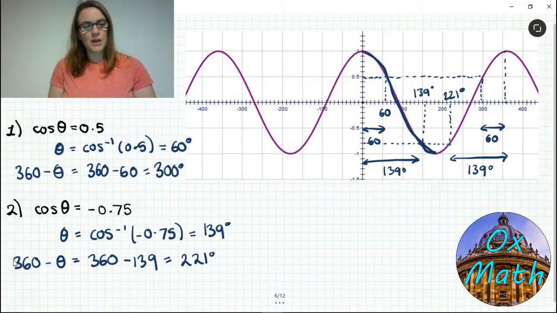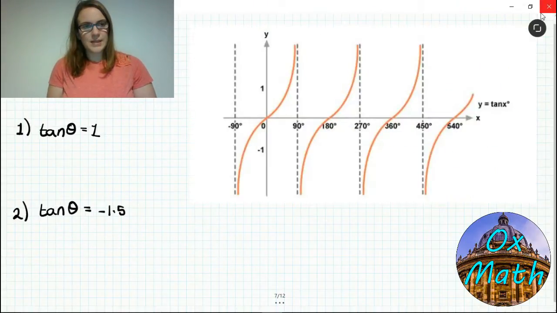So for sine, to get the second angle, we did 180 degrees take away our first angle. For cos, it is 360 degrees, take away our first angle. Let's have a look at tan then.